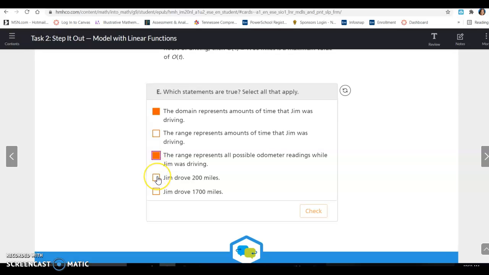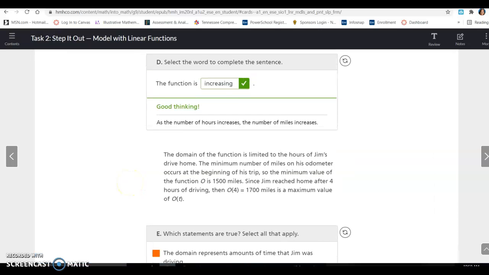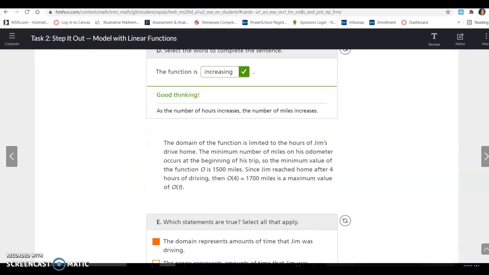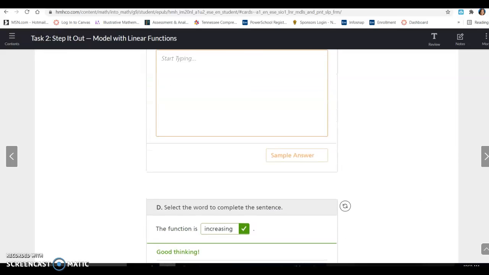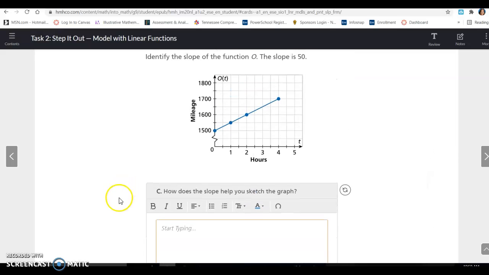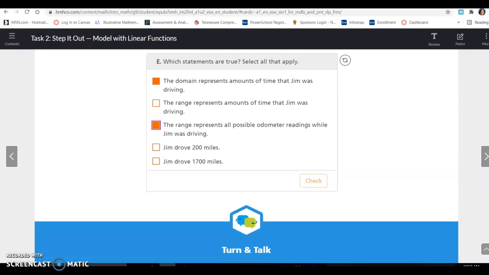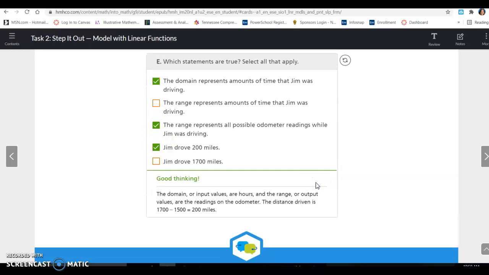And then it says Jim drove 200 miles, Jim drove 1,700 miles. So he started at 1,500 miles, and he ends up at 1,700 miles. So the difference between 1,500 and 1,700 is 200 miles. So Jim actually drove 200 miles on his trip.